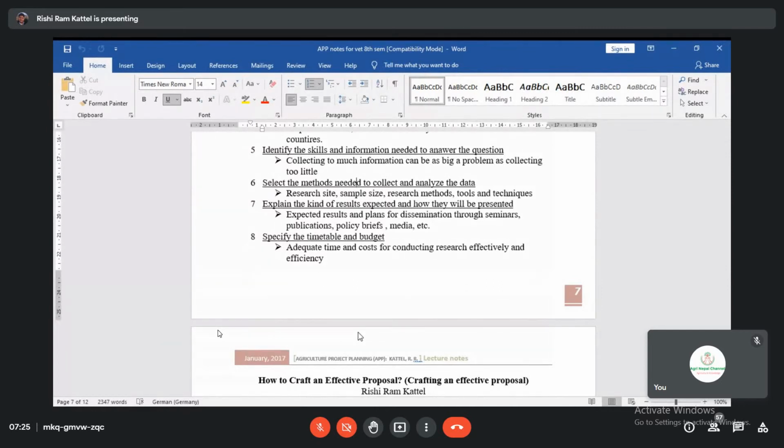And select the methods needed to collect and analyze the data: research sites, sample size, research method, tools and techniques. Explain the kind of results expected and how they will be presented. Expected results and plan for dissemination through seminars, publications, policy and media. And specify the timetable and budget. Adequate time and cost are needed for conducting research effectively and efficiently. It is important.